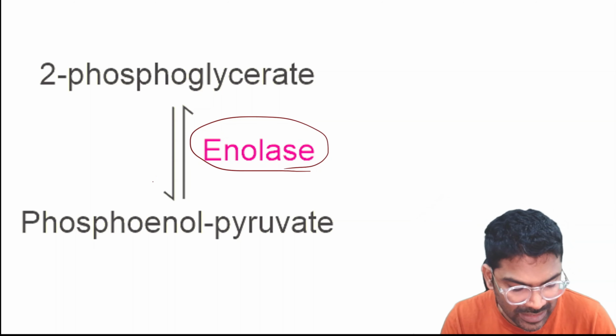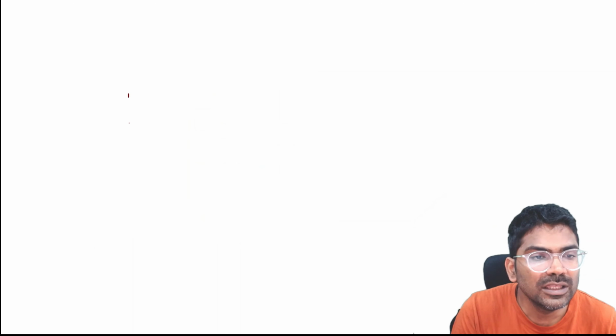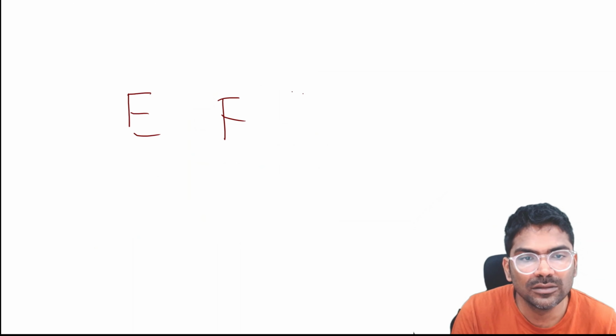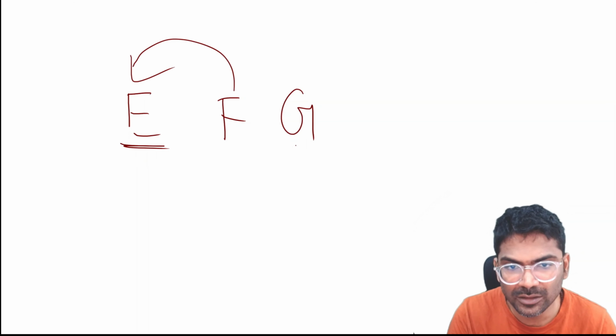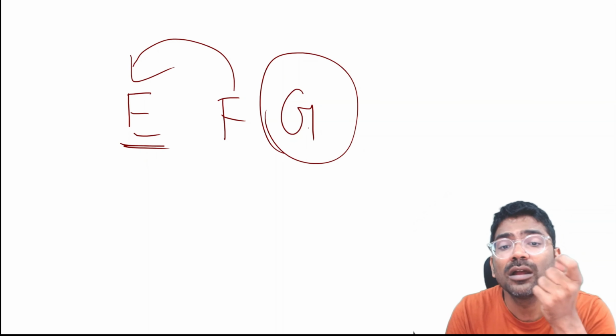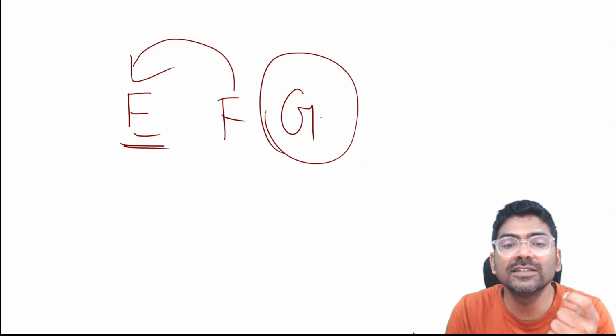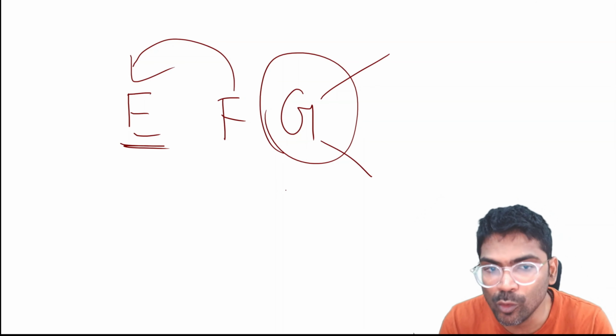Let me tell you a mnemonic. Remember this: EFG. E for enolase, which is inhibited by fluoride. So that is why we use gray top vial for estimation of glucose.